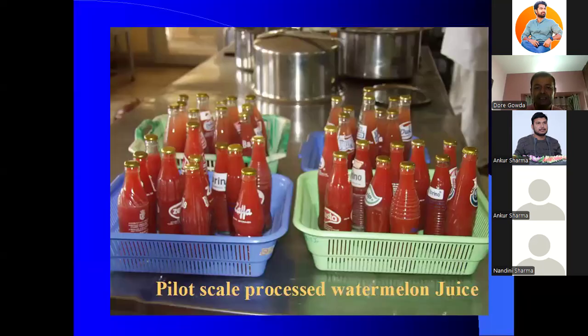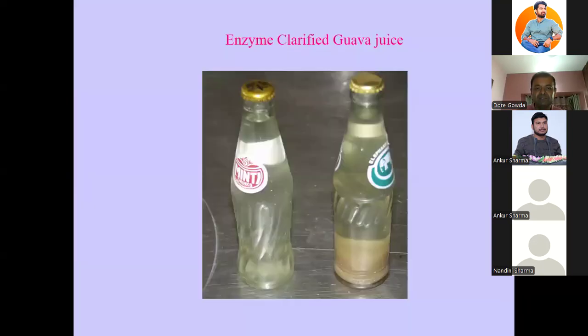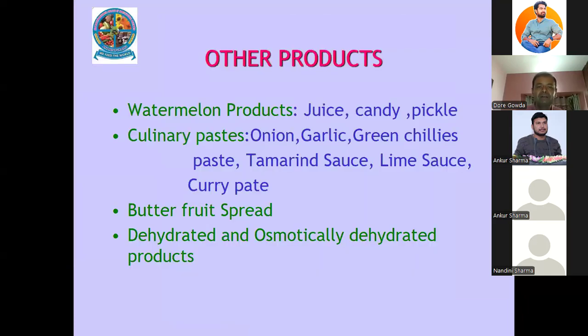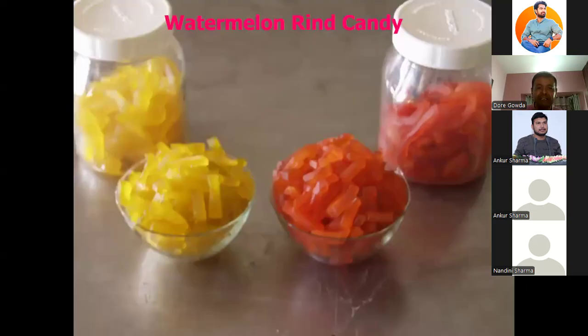So these are the different ones. This is passion fruit. This is guava also, we have developed a juice. Then sapota also. So watermelon, as I already mentioned, juice, candy, pickle, culinary, onion, garlic, green chili paste, tamarind sauce, lime sauce. Then from avocado, we can make butterfruit spread, dehydrated and osmotically dehydrated product.